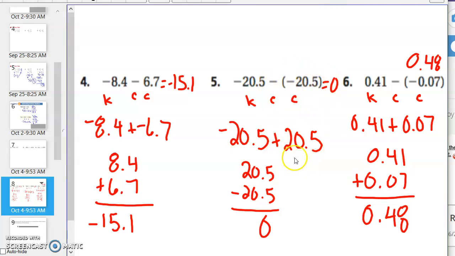Keep, change, change means negative 20.5 stays the same, minus turns into a plus, and the opposite of negative 20.5 is positive 20.5. Well, now I have different signs, so I would subtract, and that obviously gives me 0, which is not positive or negative, it's just 0.